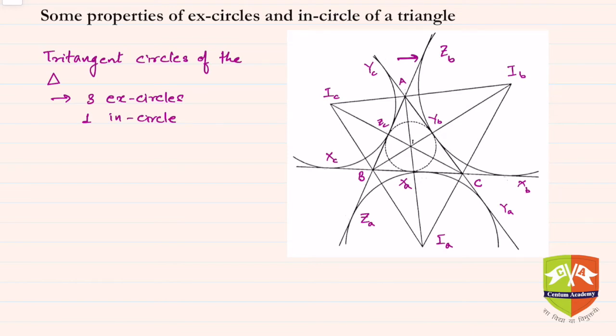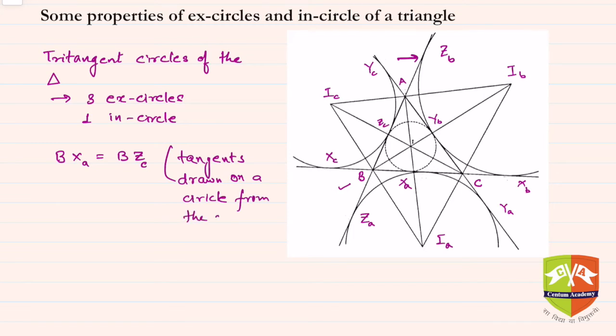Now we also know that tangents from the same point onto a circle are equal. So hence, by that logic, let's take point B here. We will get BXA equal to BZC, isn't it? Why? Because tangents drawn on a circle from the same point are equal. Similarly, with the same logic, BXB is equal to BZB, isn't it? This is ZB here and this is XB here.